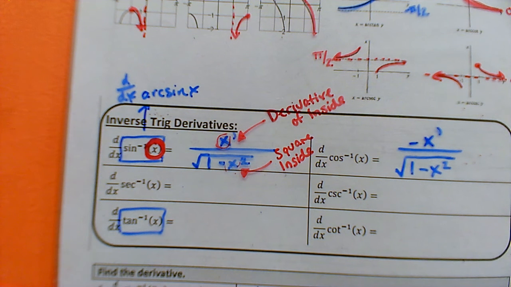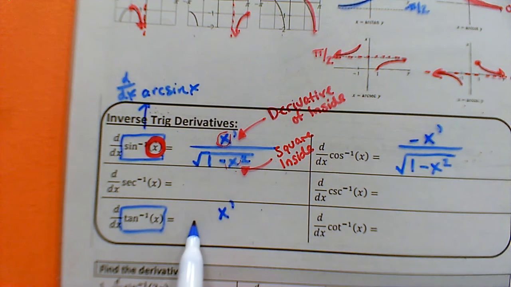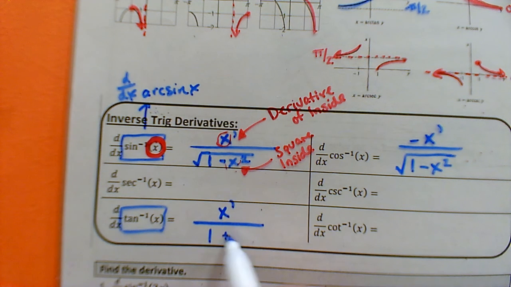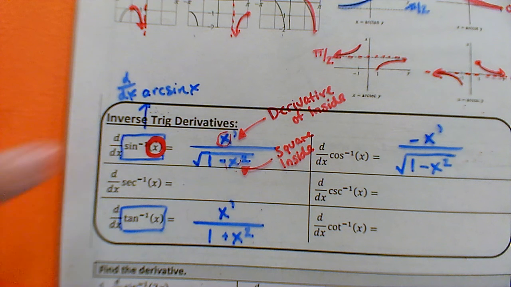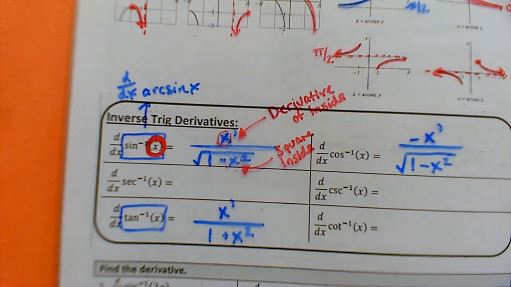All right, I'm going to go ahead and jump to tangent. I'm going to save the other two for last. Those are kind of special in my opinion, because they're involved. The derivative shortcut for inverse tangent, we have x prime over 1 plus x squared. Notice how it kind of looks similar to the inverse sine one, just a little different. We don't really have the square root anymore, and now it's a plus instead of a minus, so there's a little difference between the two.